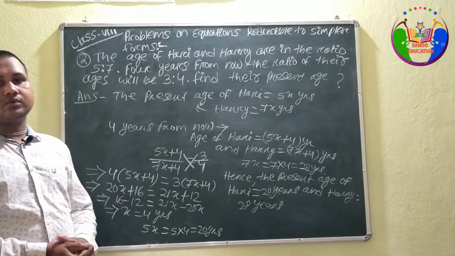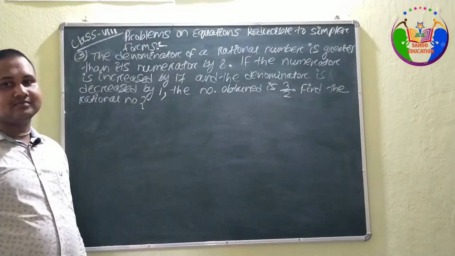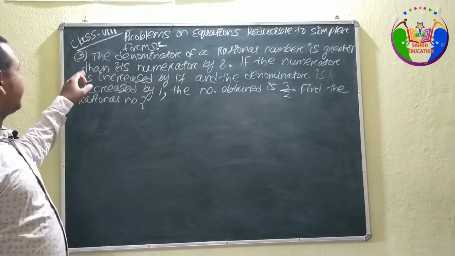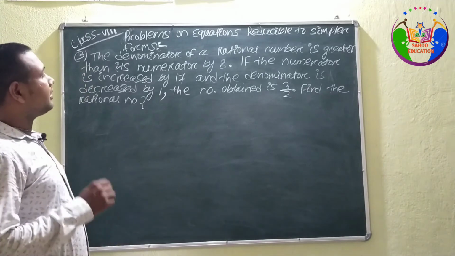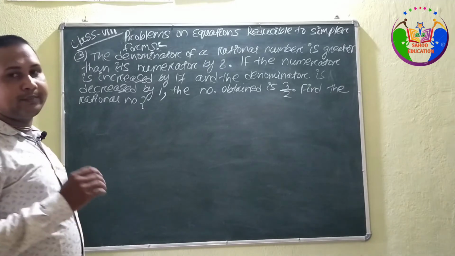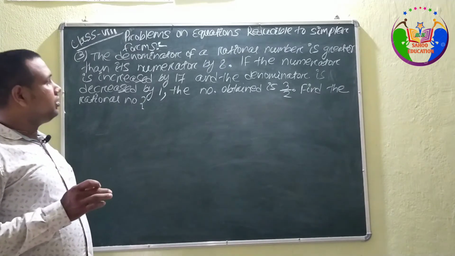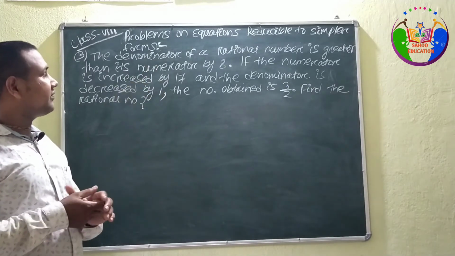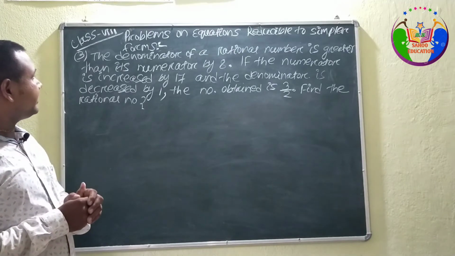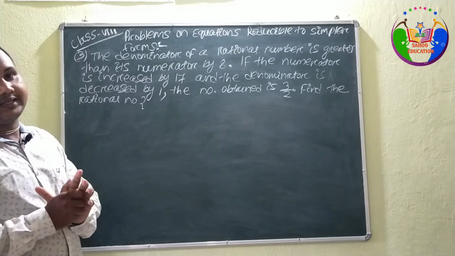Now come to question number 3. Let us see here that the question number 3 says the denominator of a rational number is greater than its numerator by 8. So from that statement we have to take numerator as x and denominator as x plus 8.